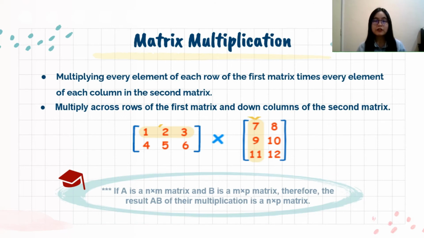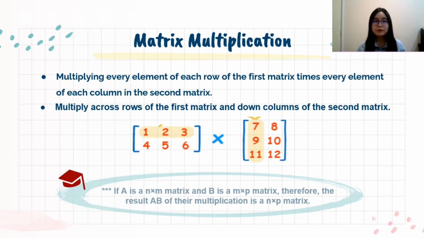Next, I will talk about matrix multiplication. Matrix multiplication is multiplying every element of each row of the first matrix by every element of each column in the second matrix. When multiplying matrices, we multiply across the row of the first matrix and down the column of the second matrix. Once we have multiplied through, add the products and write out the answer as a new matrix.